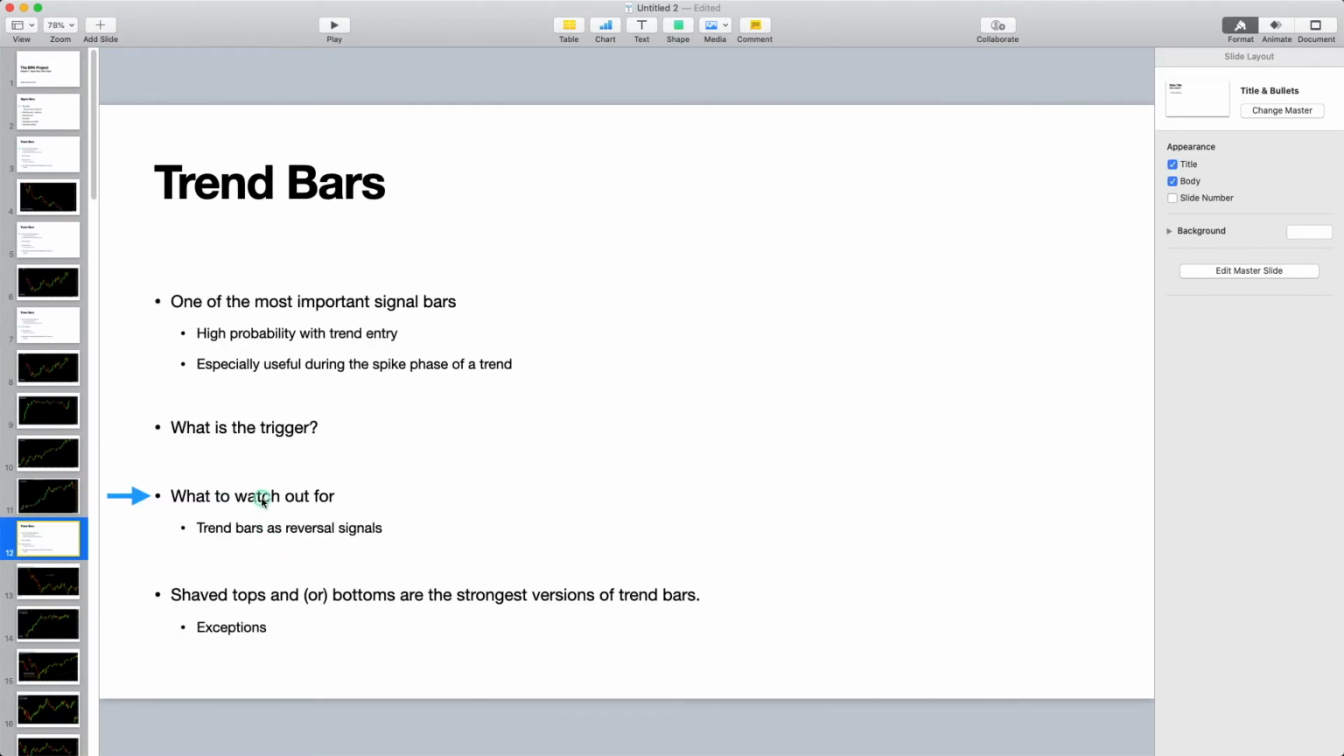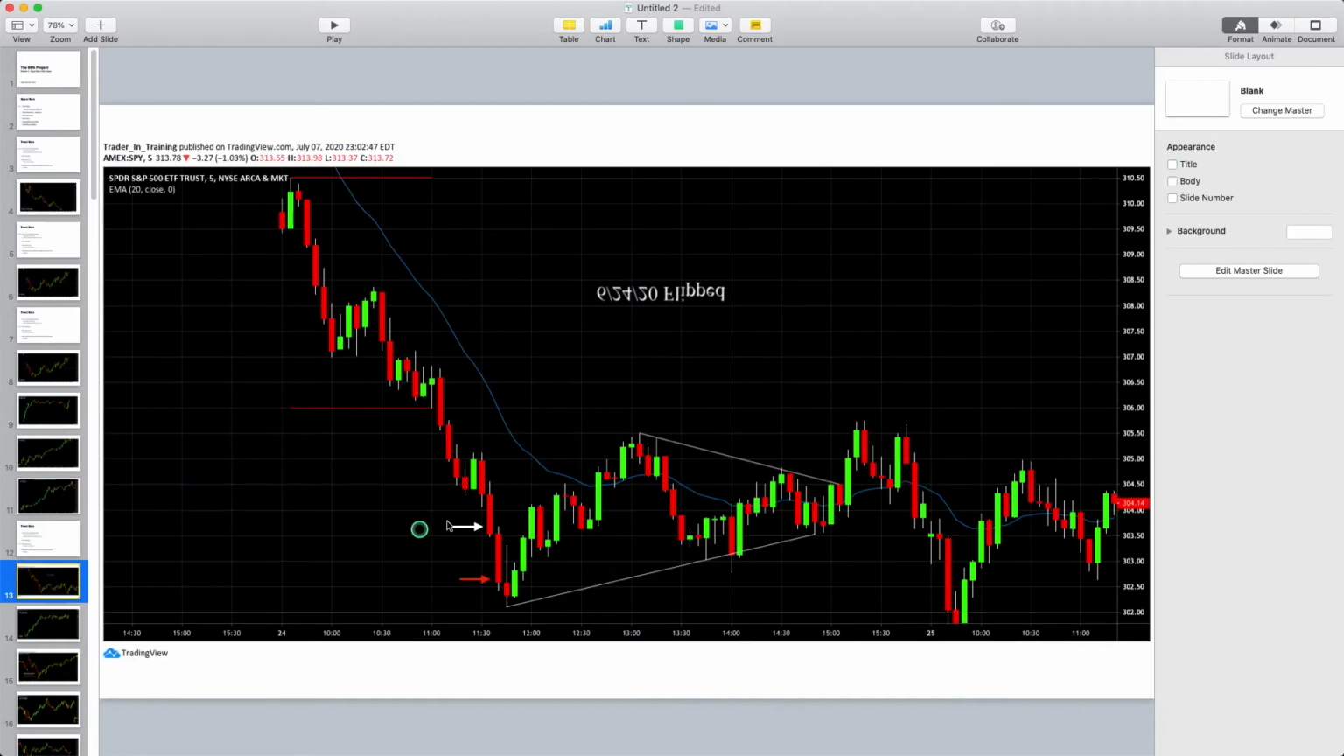So what to watch out for? Trend bars are obvious signal bars for with-trend entries, but they can also be used as reversal entries. So what does that mean? It means when you have a big bear trend bar, it might be seen as a sign of a reversal. So not to sell in a bear trend, but actually start looking and getting ready to buy.